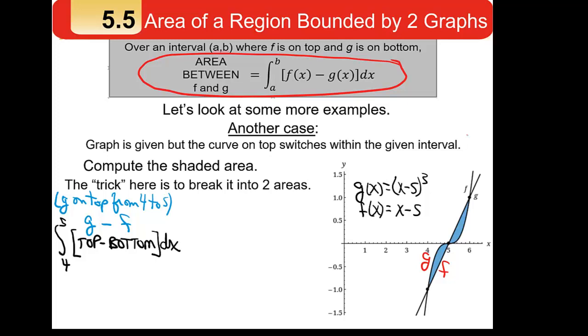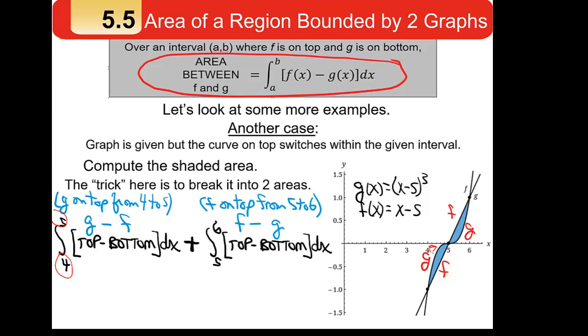So if you start out going between 4 and 5, if you're looking there, you can see the function g is on top and the function f is on bottom, so it's going to be top minus bottom, which will be g minus f. But when you get between 5 and 6, it switches, and f is on top and g is on bottom. So it'll be f minus g there.